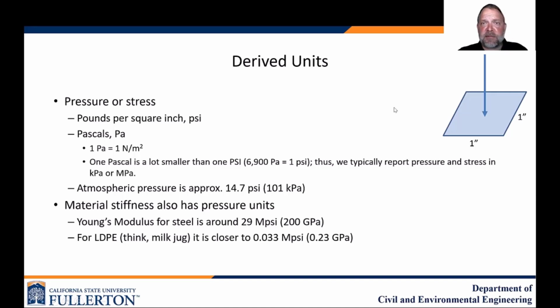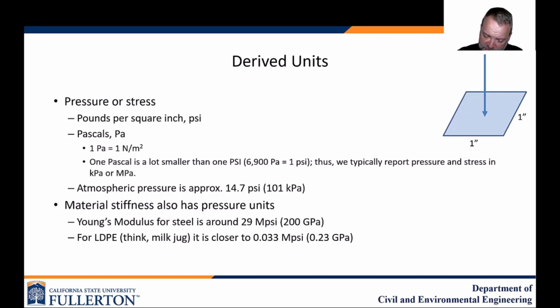Something very useful for civil engineers is that material stiffness also has pressure units. Young's modulus is the stiffness of a material. For steel, it's around 29 mega psi, or 200 gigapascals. For LDPE, low density polyethylene, like something like a milk jug, it's closer to 0.033 mega psi, or 0.23 gigapascals.